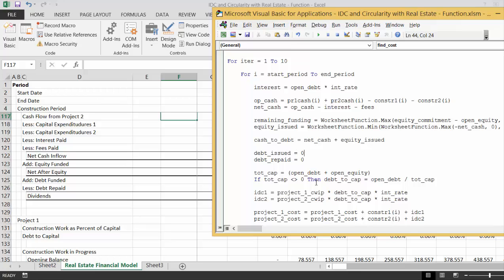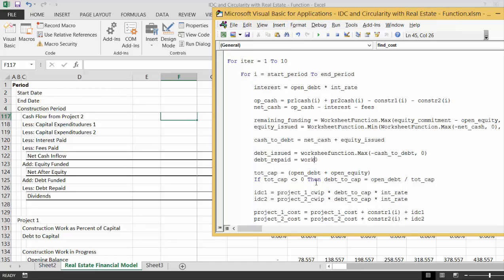And this is when we have to issue it, when the worksheet function maximum is the minus cash to debt or 0, and we will issue as much as we want. There's no limit on that one.